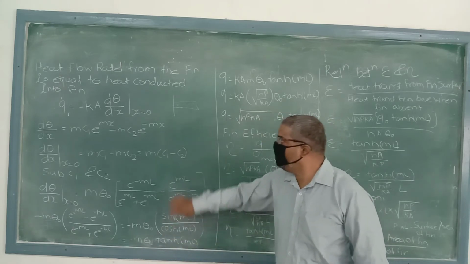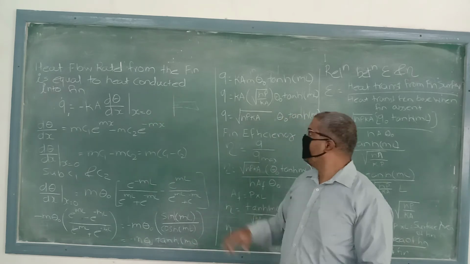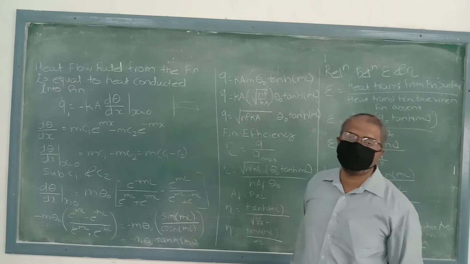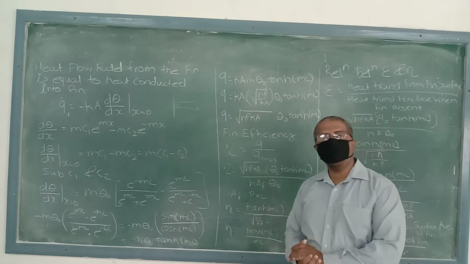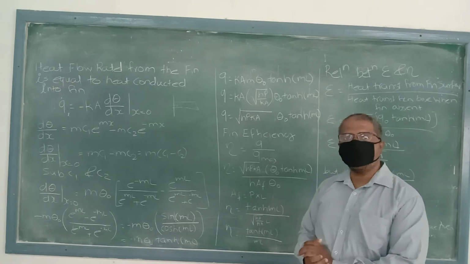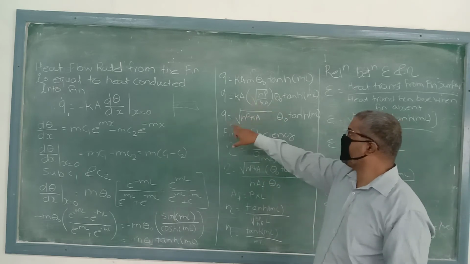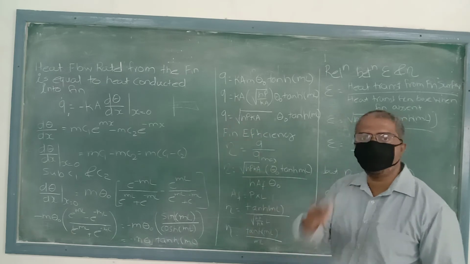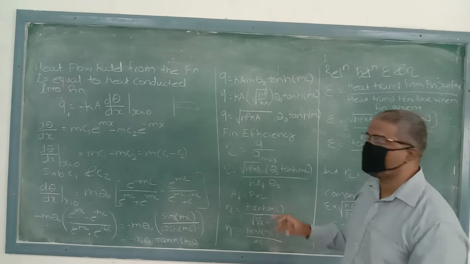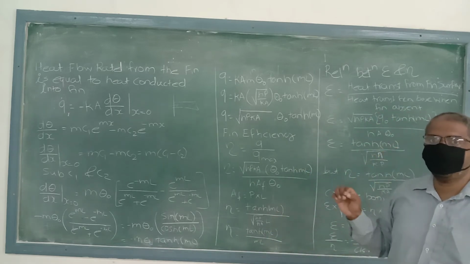And this value we again substitute in the Fourier law, and we get q = k A m θ0 tanh(ml), and the value of m is under root hP by k. We cancel the terms and we get the heat flow from the fin q = under root hPkA θ0 tanh(ml), and this is the heat flow.